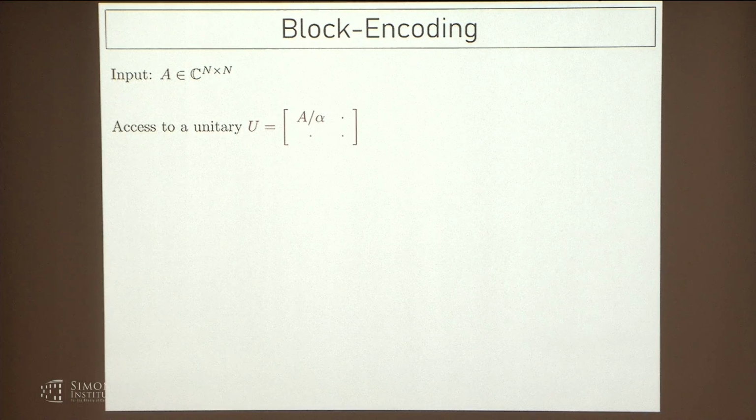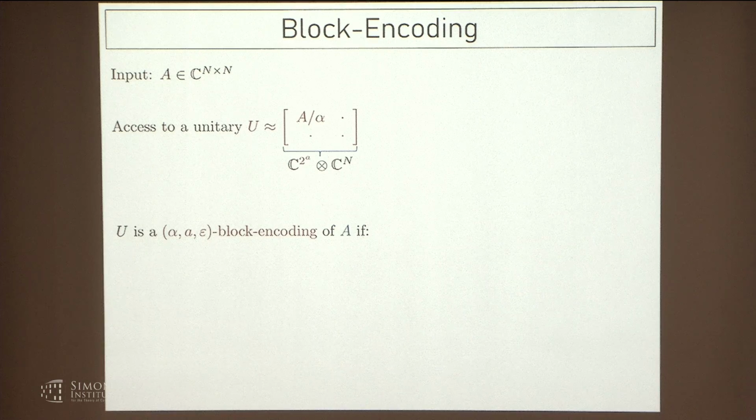So we could also allow A to be scaled by some constant alpha. And of course, we'll also allow some error. So you can just approximate a matrix of this form. And then more precisely, we'll say that U is an alpha A epsilon block encoding of A if we can approximate this matrix of this form with alpha here using A auxiliary qubits.